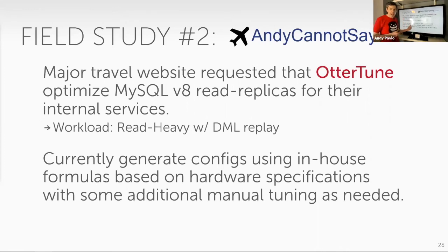What they already had in place was a bunch of Puppet scripts that had in-house formulas that they generated, similar to PGTune or similar to the rule-based tuners, where they said, if I have this much RAM, this many CPU cores, here's how to set some number of the knobs. And then in some cases, they also did additional manual tuning, but that was done on an ad hoc basis.